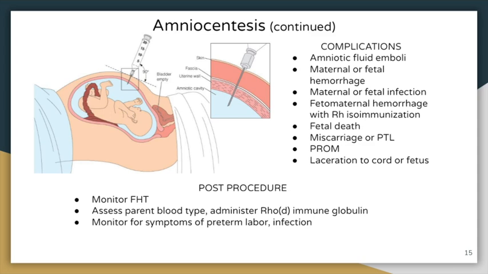So the practitioner will get informed consent, and the belly is prepped with a sterile solution. There's a sterile barrier that goes over the ultrasound, and your nurse has sterile gloves on, and then we hold the ultrasound there. Then the healthcare provider is going to insert a very long, thin needle through the abdomen, through the uterus, and into the amniotic sac and aspirate fluid and send that fluid down to the lab.